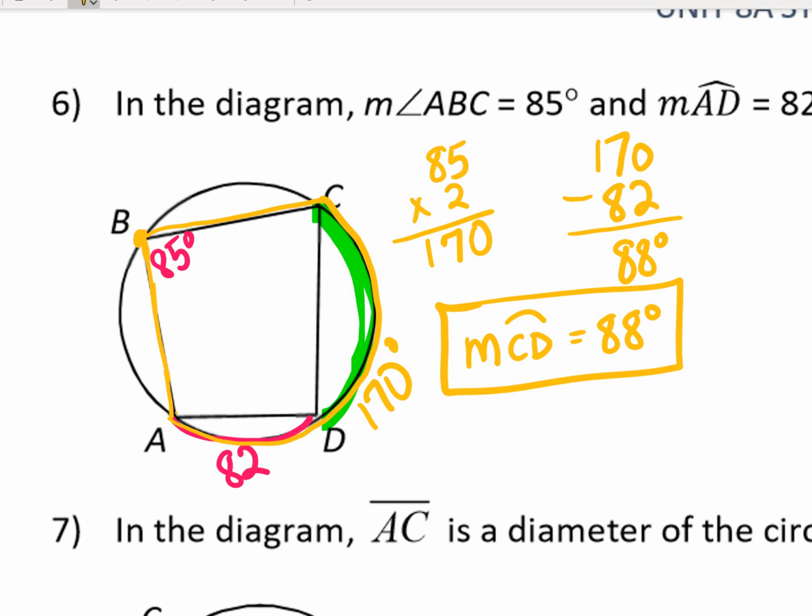So a couple things to know here. Your opposite angles are supplementary. As it turned out, we didn't really need that information here, but you may need that. So these should add up to 180, and I mean they will. They're supplementary. Okay, number 7.